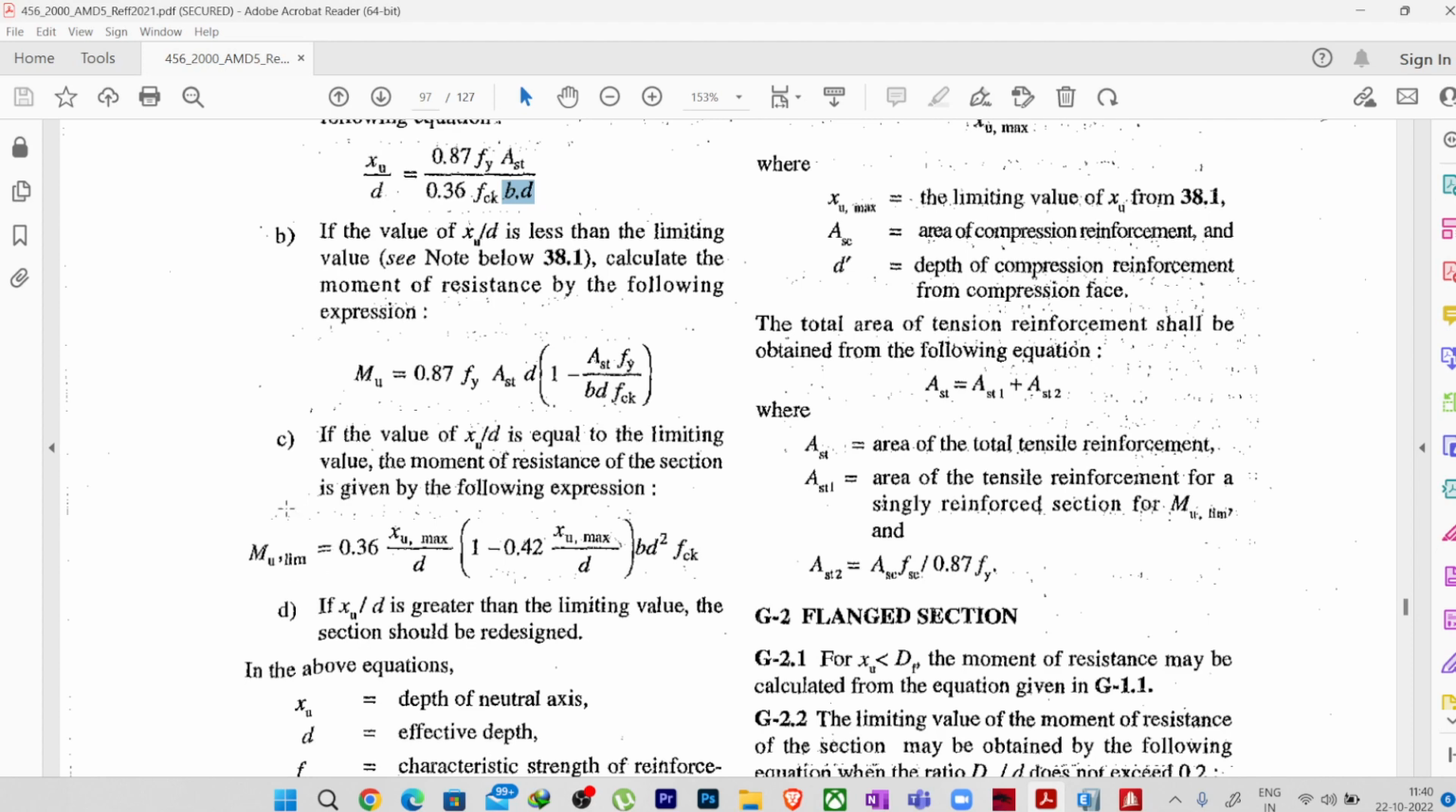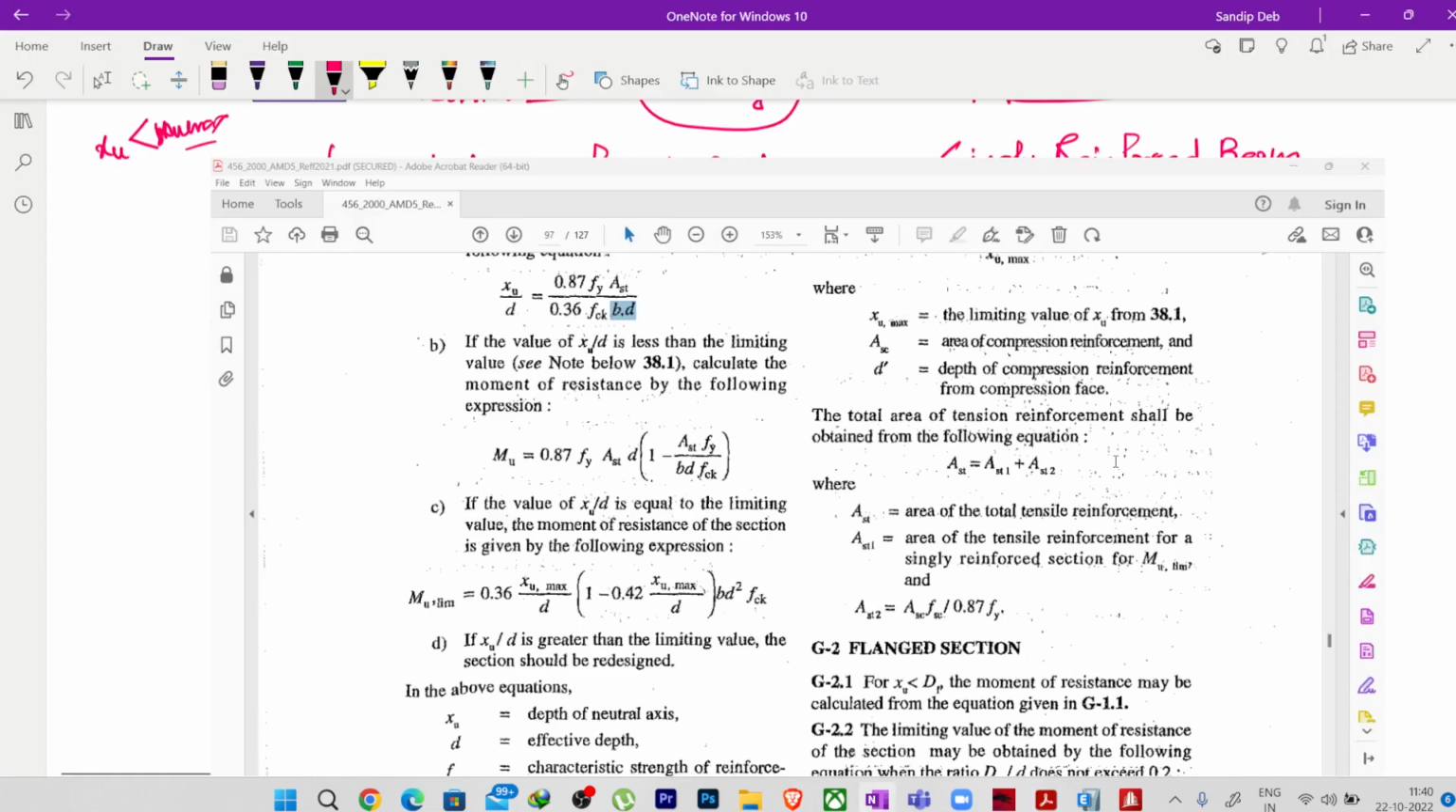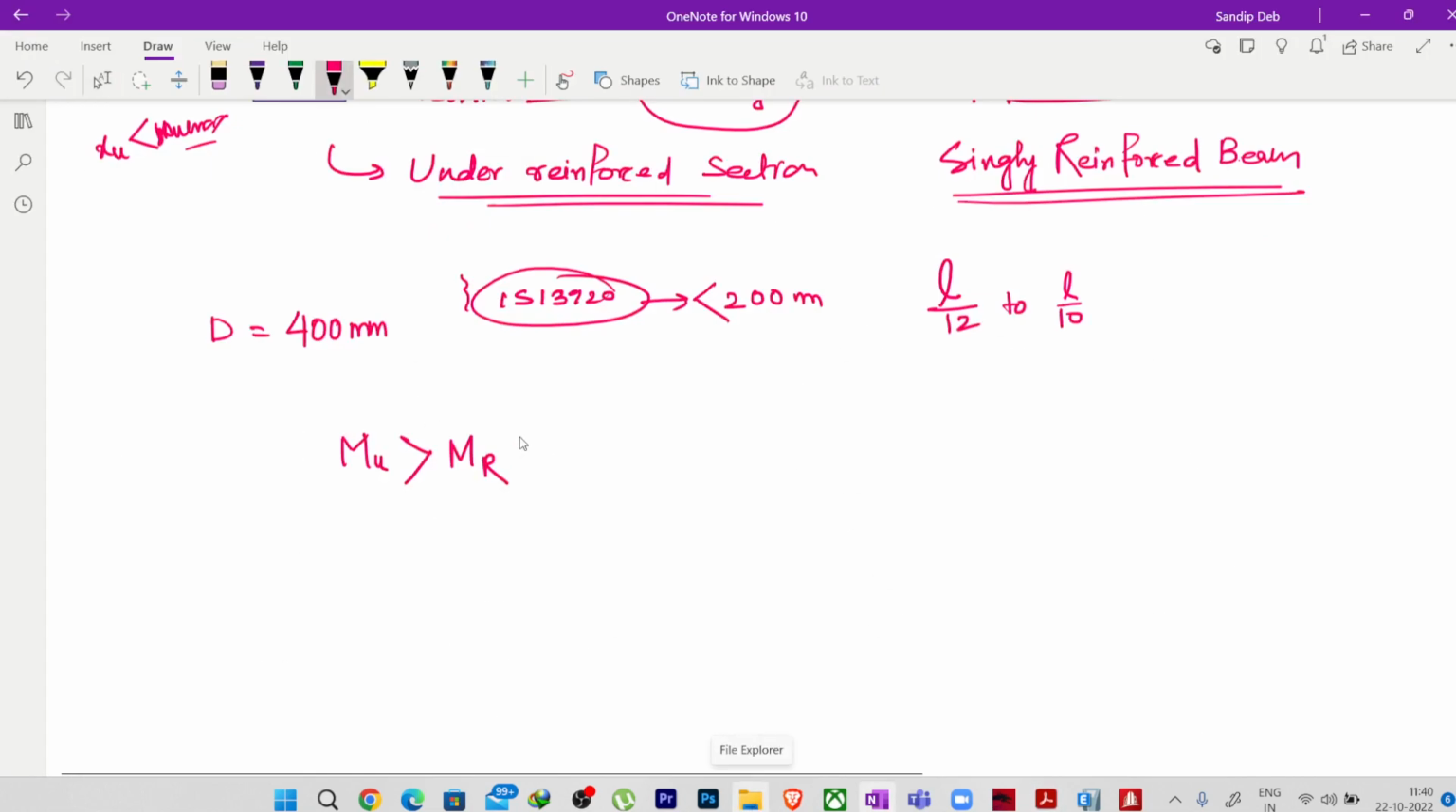Okay, so if your Mu, the moment of analysis, is greater than your moment of resistance, or you can say the Mu limit value, then in such cases the singly reinforced concept is not working out. Right, the singly reinforced concept is not working. Now, what is the way that we can do that?